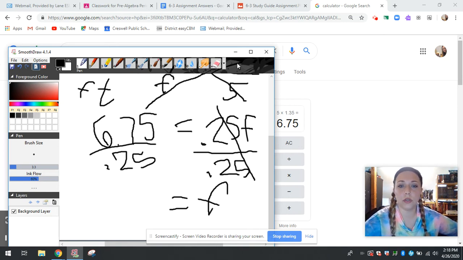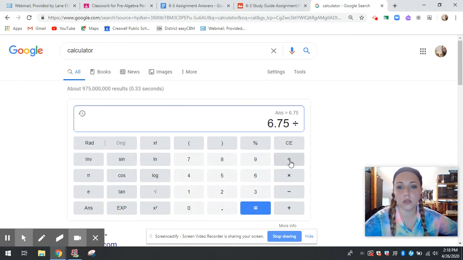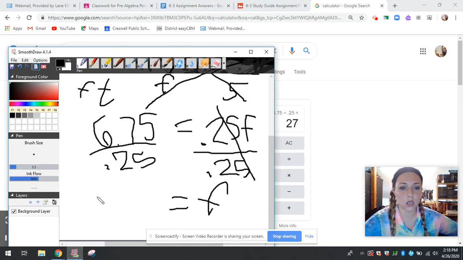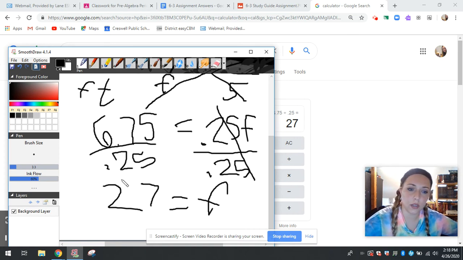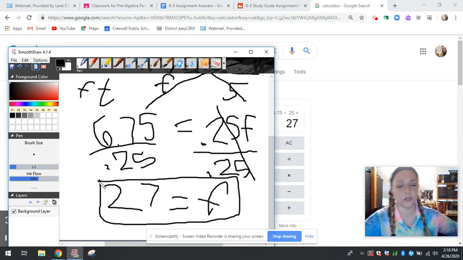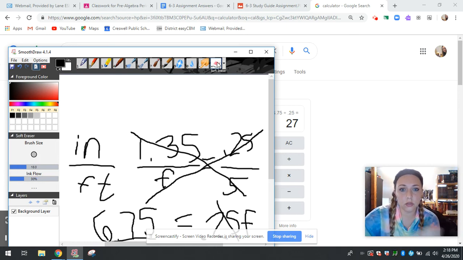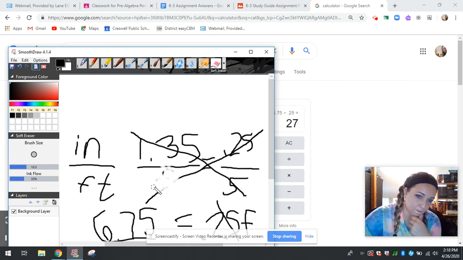So now we do 6.75 divided by 0.25. And we get 27 feet. 27 feet is the length of the CEO office in real life. It's not 1.35 inches. So if I wanted to plug a number in for F now, I could. I'm going to erase it, and then I'm going to write in my value for F that I got, which is 27.